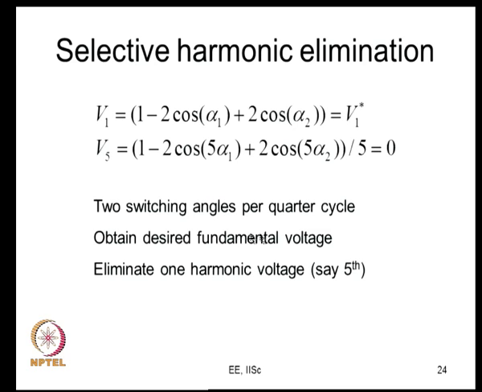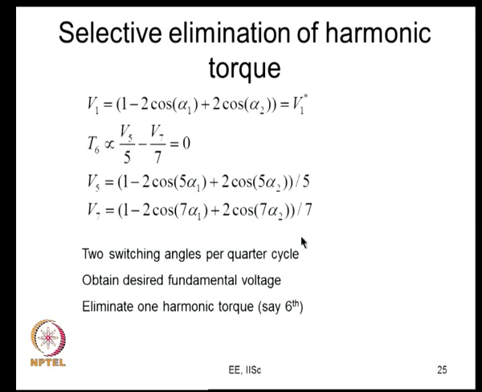So, you can have 2 switching angles per quarter, obtain the desired fundamental voltage, and eliminate one harmonic voltage. This is when you have 2 switching angles. In general, if you have k switching angles, you could get your desired fundamental voltage and it might be possible for you to eliminate up to k minus 1 harmonic voltages. So, that is selective harmonic elimination, selective elimination of harmonic voltages.